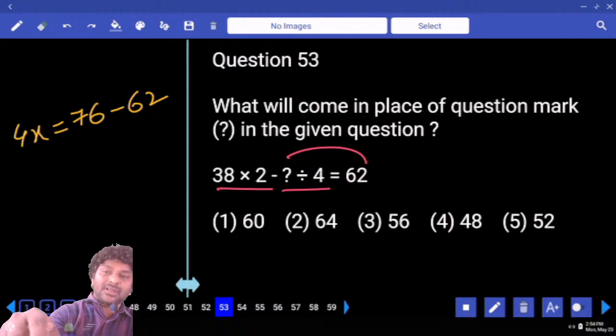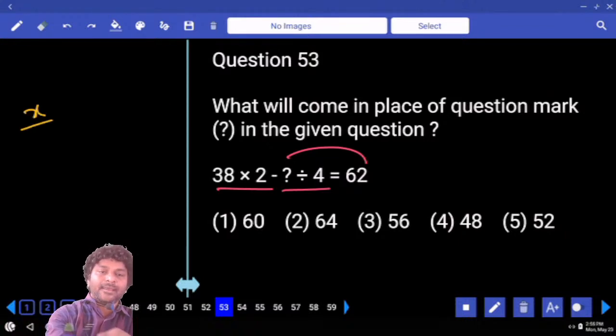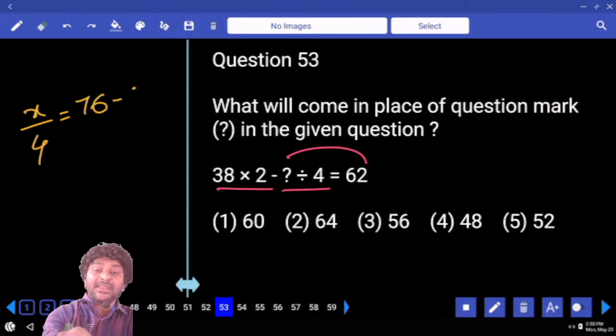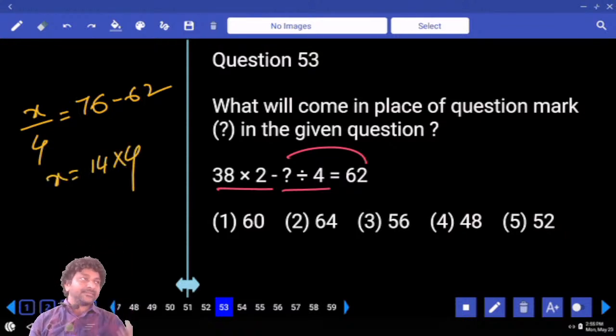Oh, divided by 4. Okay. So x by 4 is equal to 76 minus 62. Right. How much is this simplified value? 14. Then x is equal to 14 into 4. That is 56.